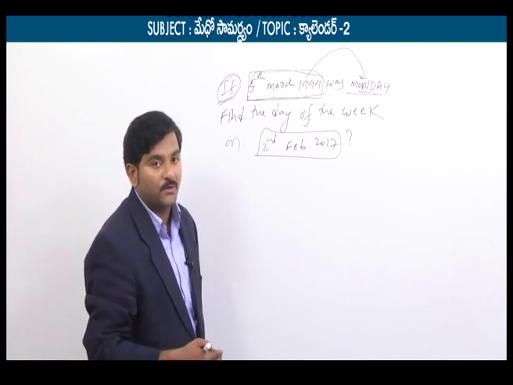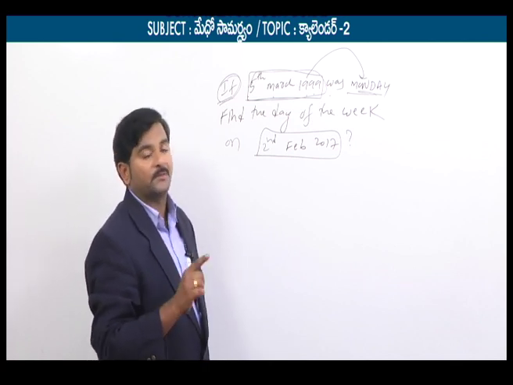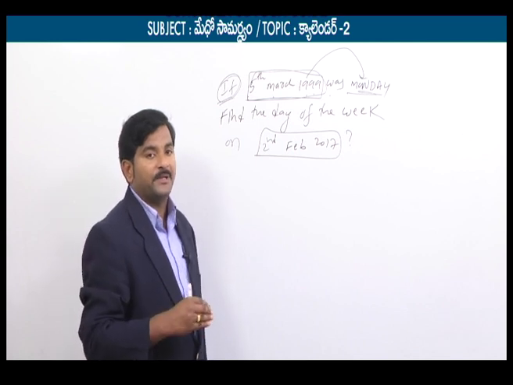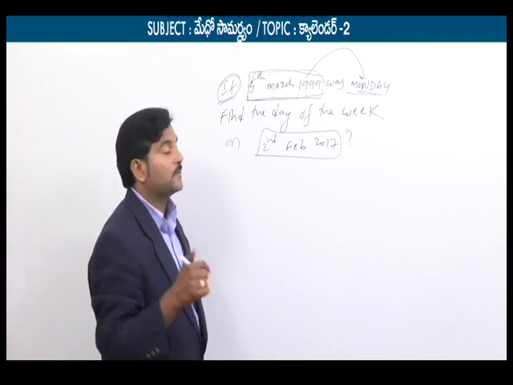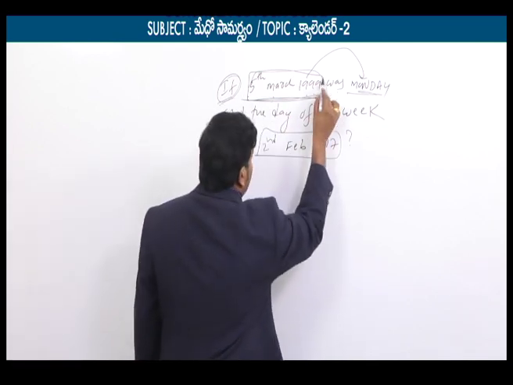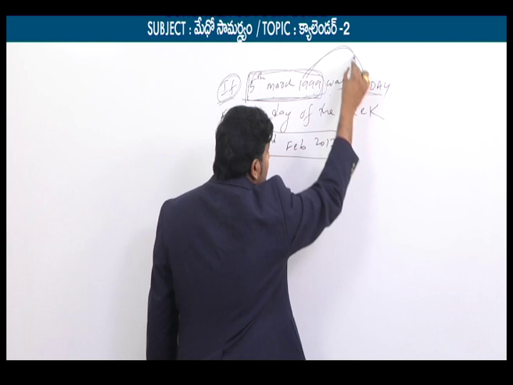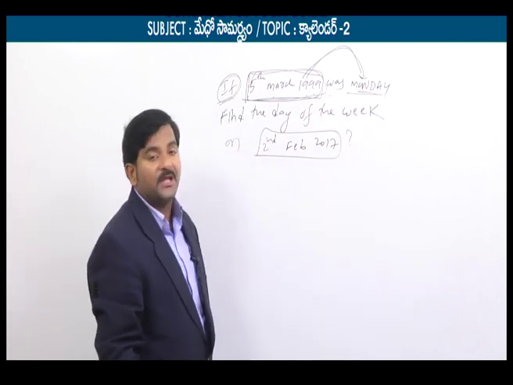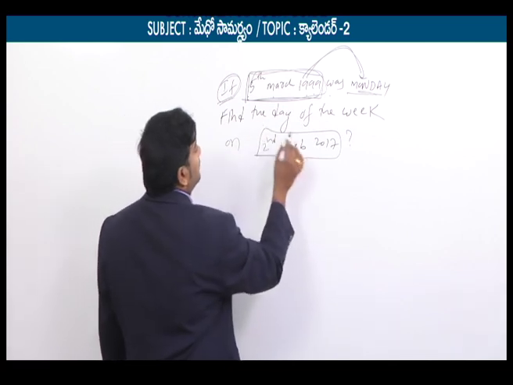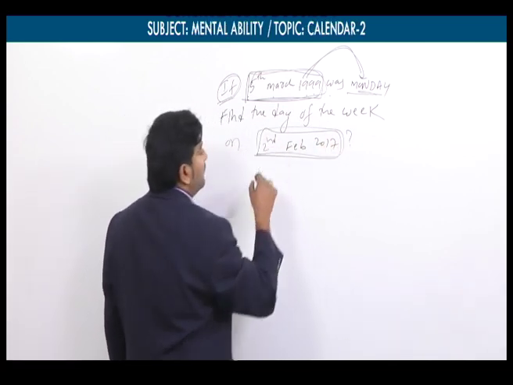Now what we have to do? By using the known formula, that is date plus number of years plus number of leap years plus month code plus century code. By using that formula, we have to find out actually on this day, is it really Monday or not. If it is really Monday, there is no issue. Again, by using same formula, we have to find out the day for this date.